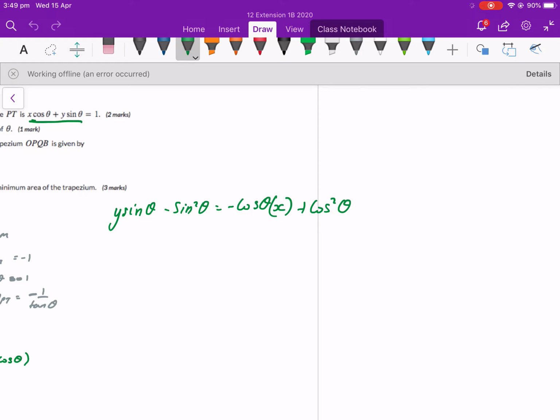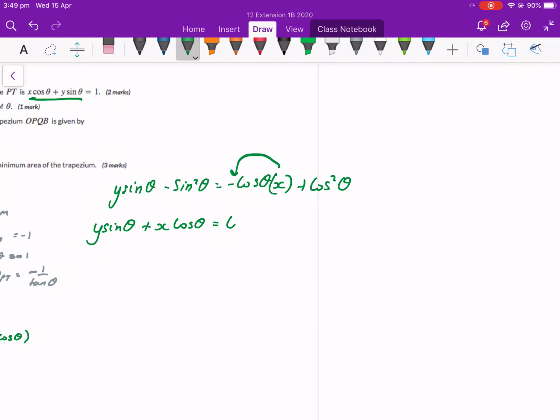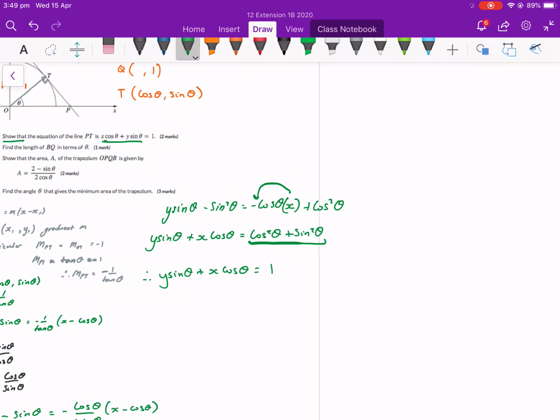So let's bring the x cos theta over, and because I wrote the x in brackets, remember we can just write that at the front. So we end up with y sine theta plus x cos theta. Now we've got this minus sine squared theta on the left hand side, and we've got cos squared theta on the right hand side. I'm going to move the sine squared theta over, so we have cos squared theta plus sine squared theta. And for those of you with a good memory regarding the trig identities, we know that cos squared theta plus sine squared theta is 1. So therefore, y sine theta plus x cos theta equals 1, which is exactly what our question is asking us for.